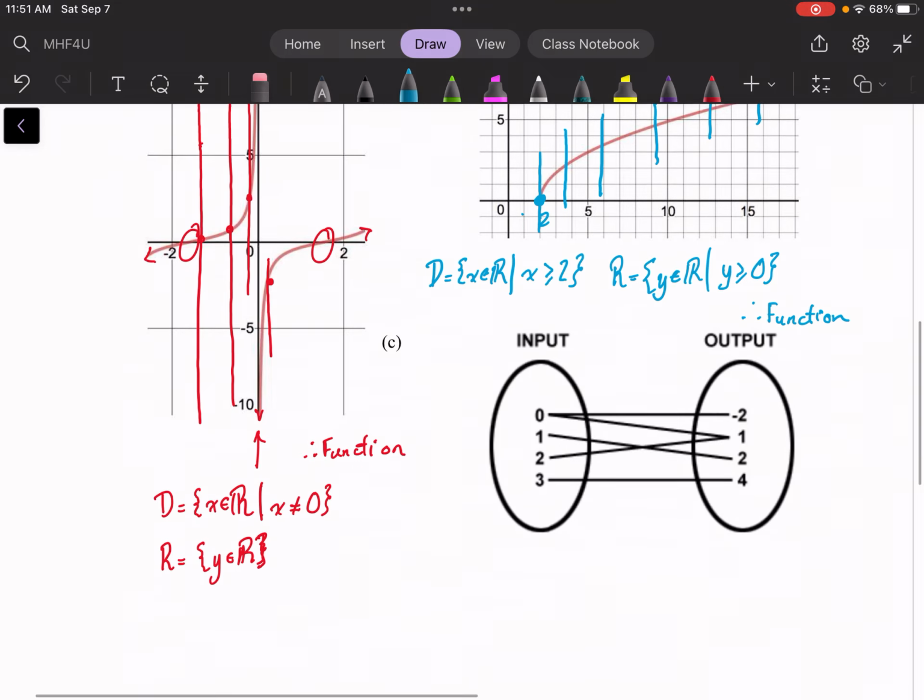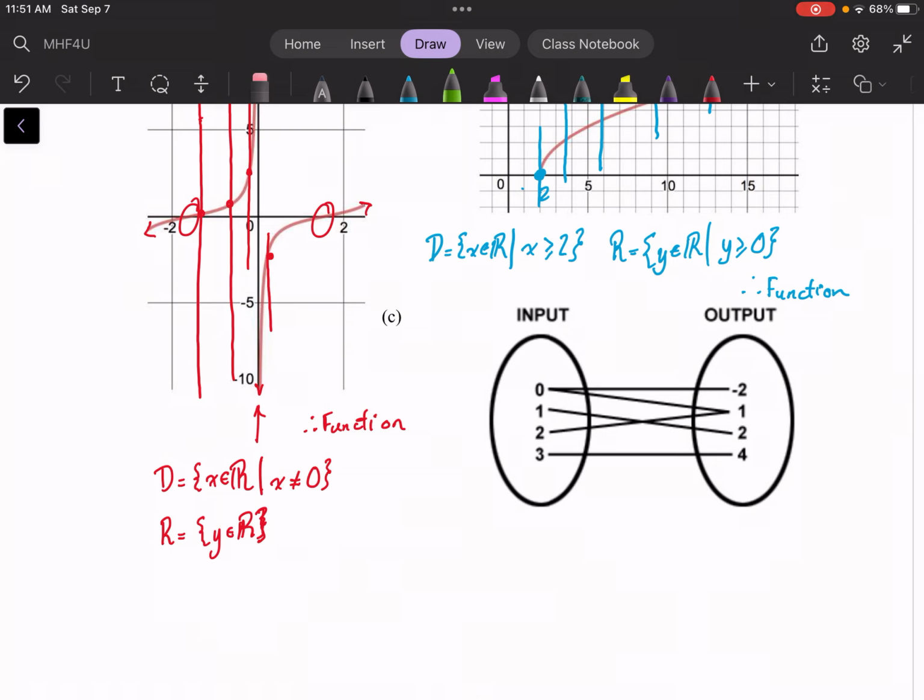Okay, so let's look at this part C question. Well, if I was to create a table of values for this, looking at what I have here, let's call the input x and let's call the output y. So the x values, we have 0 and -2. We also have 0 and 1. We also have 1 and 2. We have 2 and 1. And we have 3 and 4. So these are points on the expression.